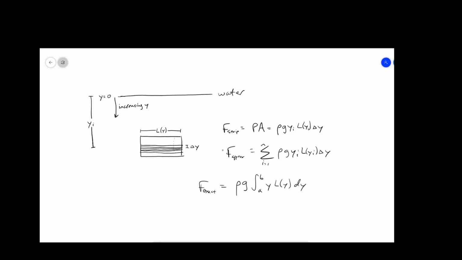And so where might we care about this kind of thing? Well, certainly somebody who's building a submarine would care. Somebody who's building a dam would certainly care about this, right? Because if you don't build your dam strong enough to withstand the force of the water on the other side, you're going to have big problems, right?